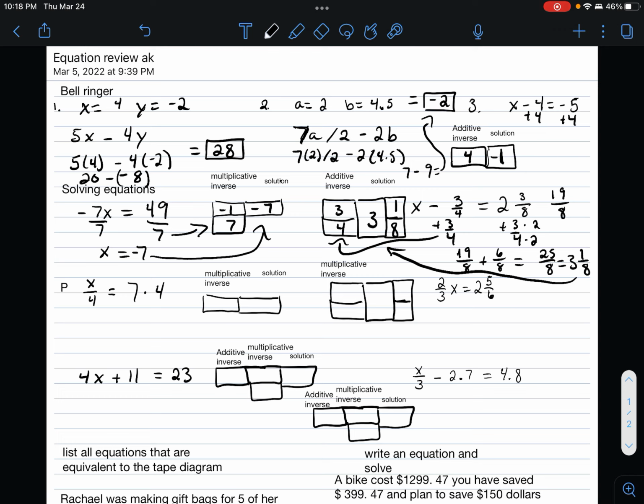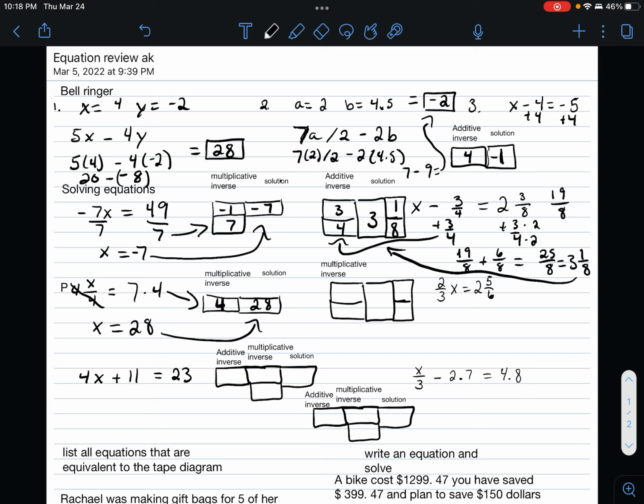Okay, next one. So now it's x divided by 4. To get rid of the division of 4, your multiplicative inverse is multiplying by 4. So our multiplicative inverse here is 4. So 4 times 4. Our 4's cancel out here, leaving us with x is equal to 28. So our solution would be 28. So that goes there. Our multiplicative inverse goes in the multiplicative inverse spot.